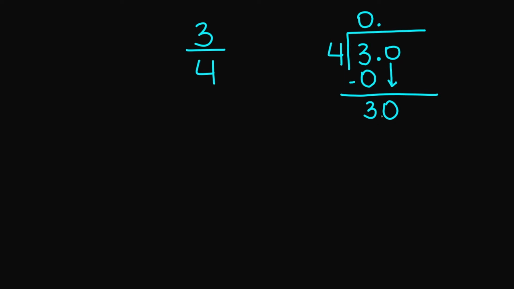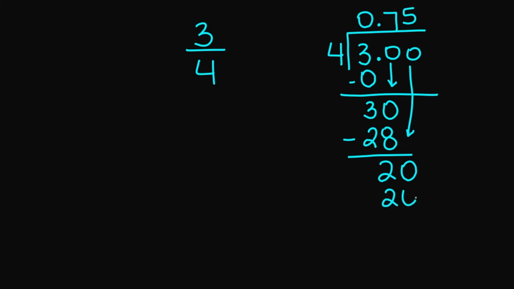4 goes into 30 now how many times? It goes in 7 times. 4 times 7 is 28. 30 minus 28 is going to equal 2. I'm going to bring down my other 0 here. 4 goes into 20 5 times. 4 times 5 is 20. 20 minus 20 is going to equal 0. So your decimal is going to be 0.75.